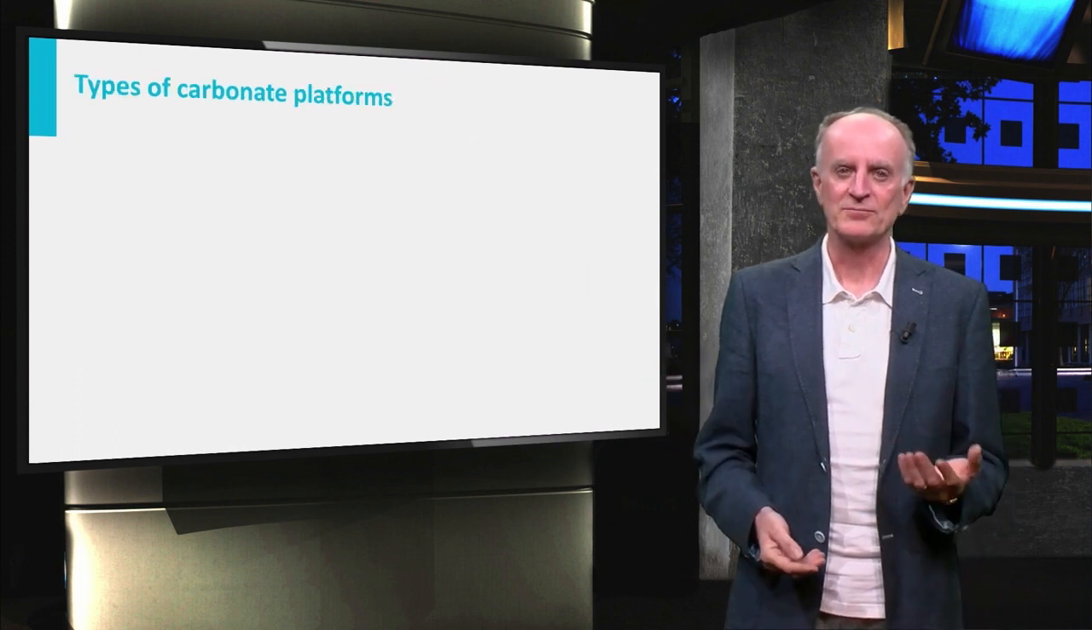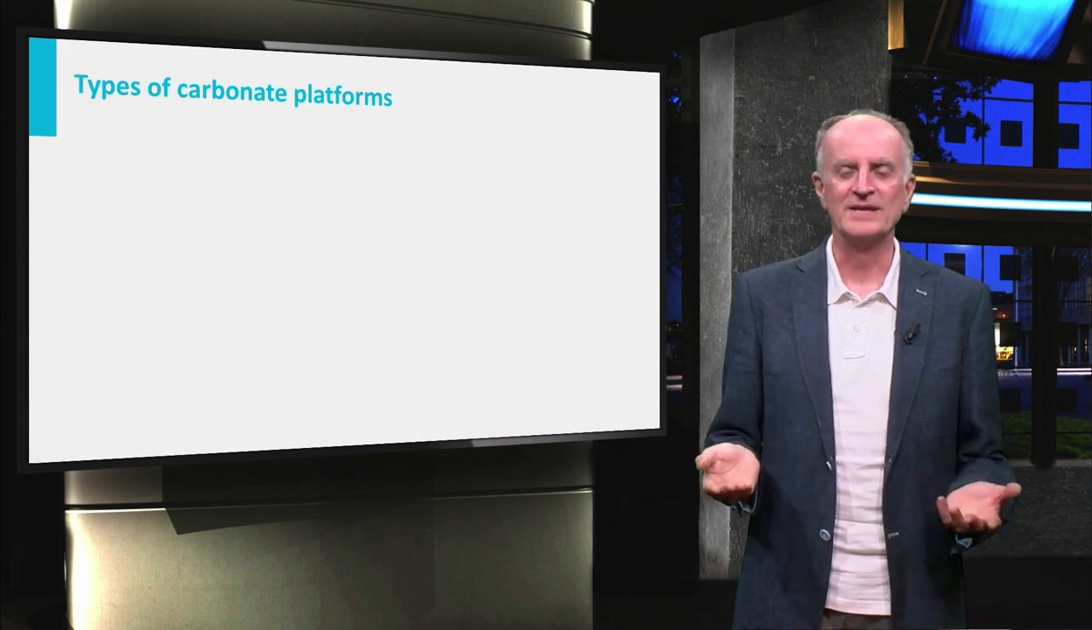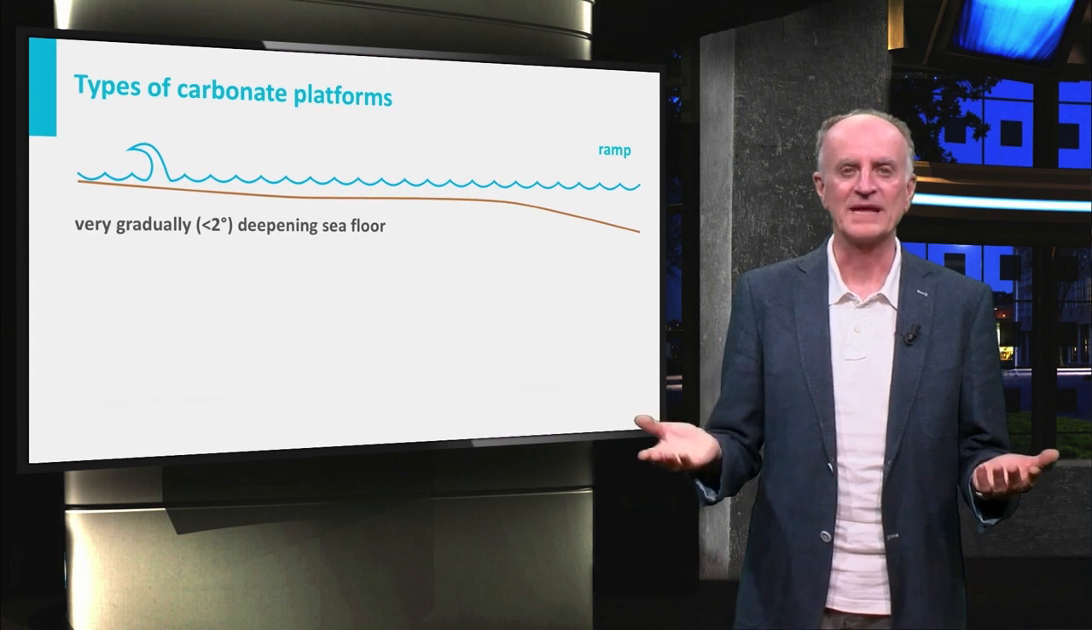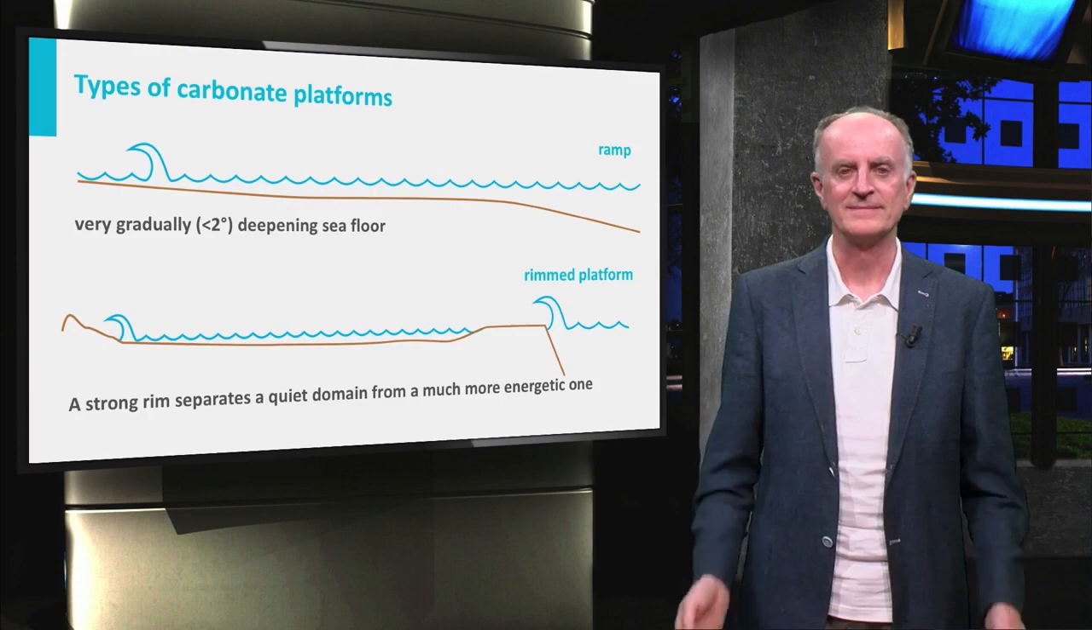Combining the knowledge on carbonate production processes and oceanographic settings, we define two main types of carbonate settings: carbonate ramps and rim platforms. We will look at these systems in the next clips.